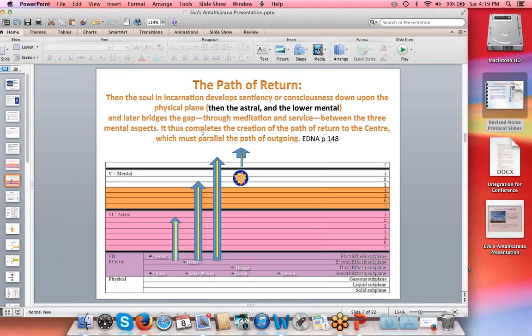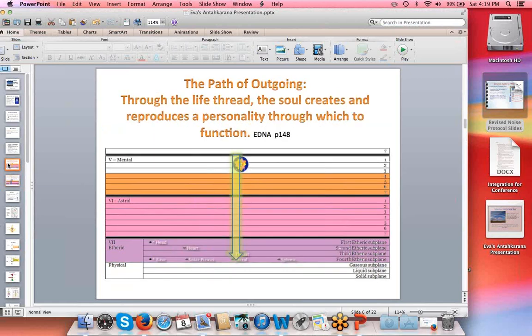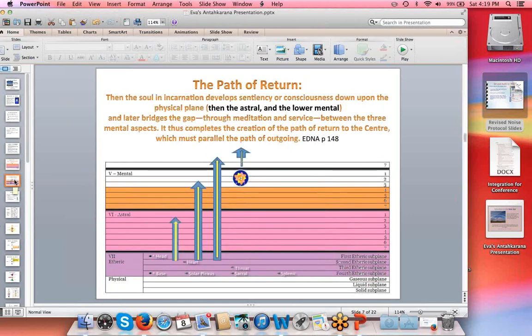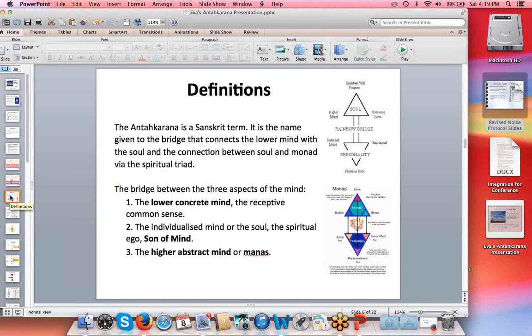So it completes the creation of the path of return to the center, which is the monad, but it parallels that outgoing. So it parallels this. This was the downward flow of energy. This is the upward. And the upward is much harder, because here's where we're starting to work consciously, right? We're starting to move through the various planes consciously. The first part is done unconsciously. The next part has to be done consciously. This is where the work comes in.